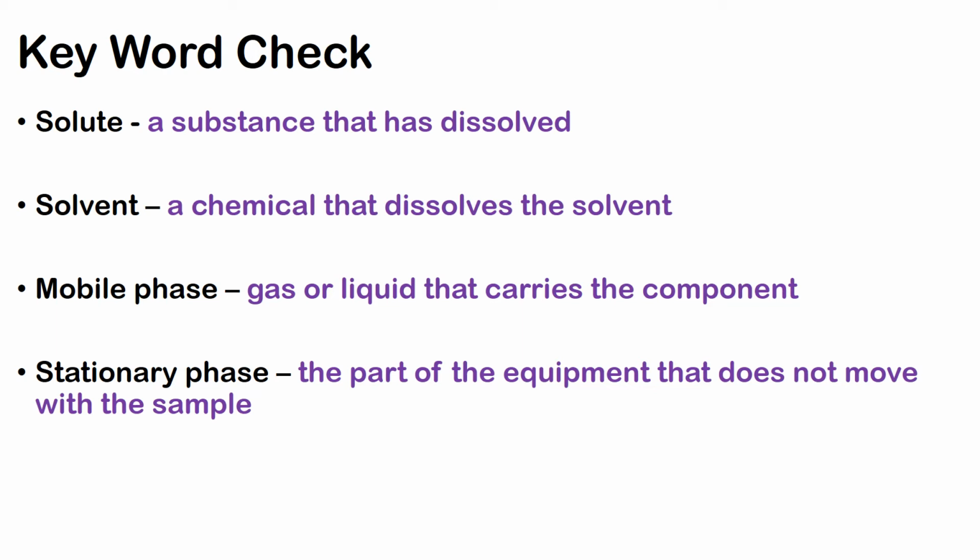Your mobile phase and your stationary phase, these are two key terms that you need to get the right way around. The mobile phase is the part that moves. So it's the liquid that carries the component, so the water. And the stationary phase is the part that doesn't move at all, so that would be the paper.